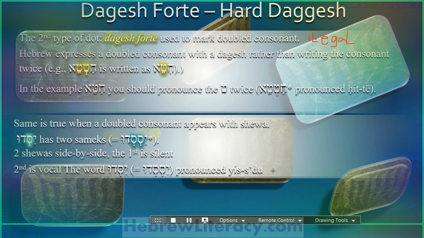The same is true when we have a double consonant with a schwa under it. So for example, yis-sadu. There's two samechs here. You see the dot? The Dagesh, it's showing me that there are two of them here. So this actually would have been written yis, and we split the syllable, sadu. So when I see it, I pronounce it that way, yis-sadu. I don't say yis-du, yis-sadu. Because the rule when you have two schwas next to each other, the first is vocal and the second is silent.